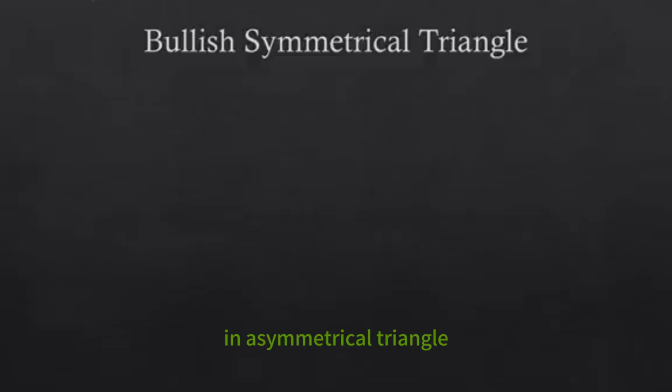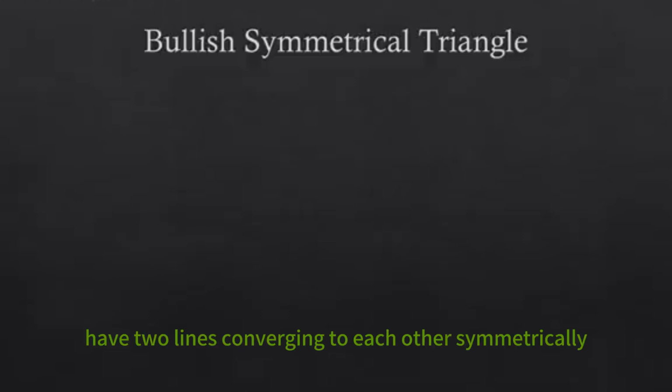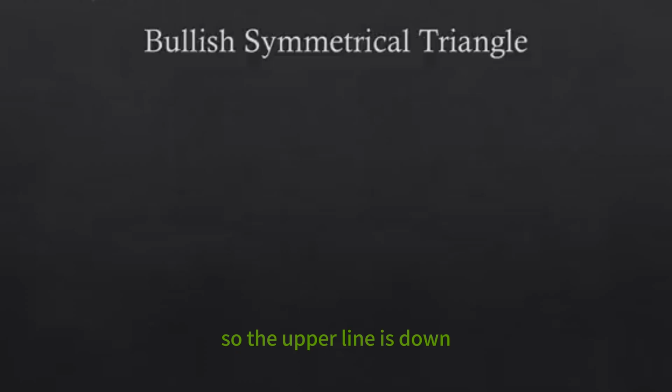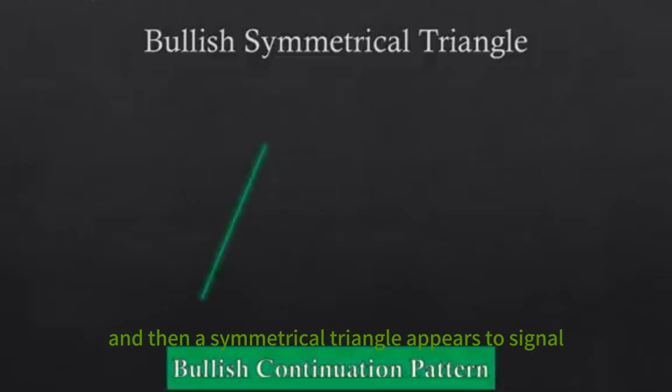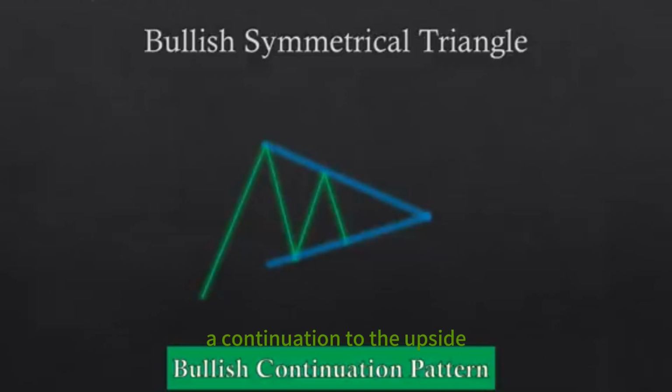The symmetrical triangle has 2 lines that converge into each other symmetrically, so the upper line is downsloping and the lower line is upsloping. And they have mirroring angles. This pattern has a bullish variation, where price will be going up, and then a symmetrical triangle appears to signal a continuation to the upside.